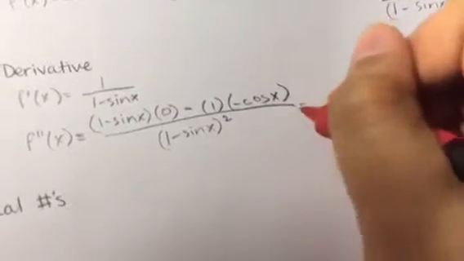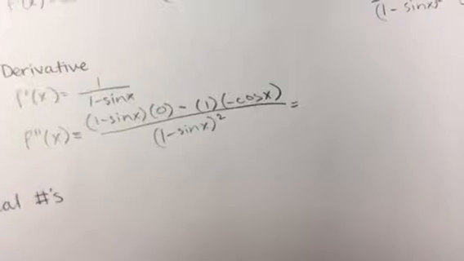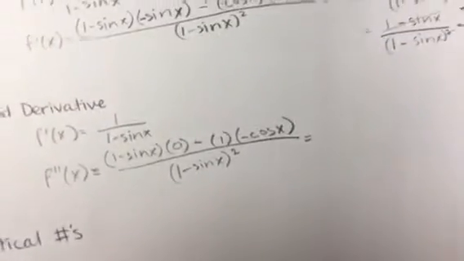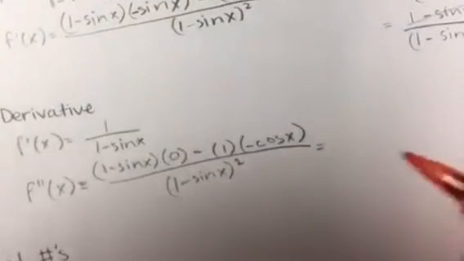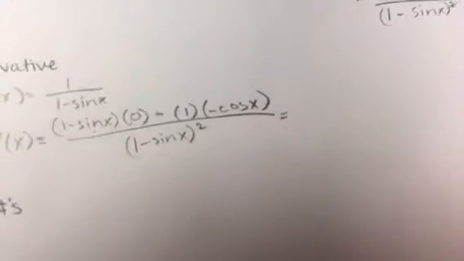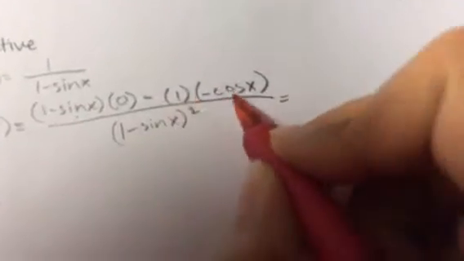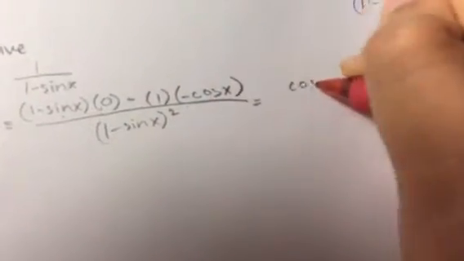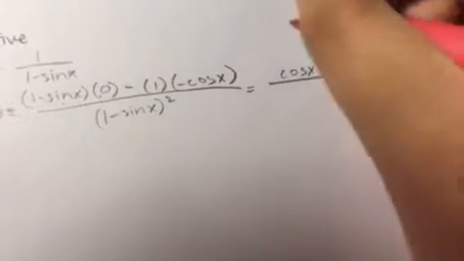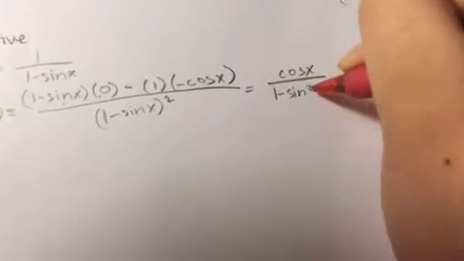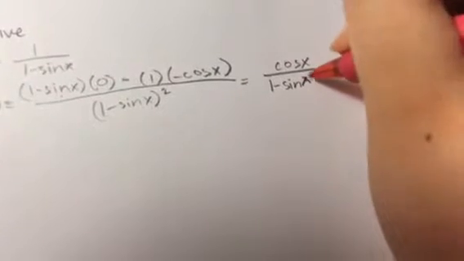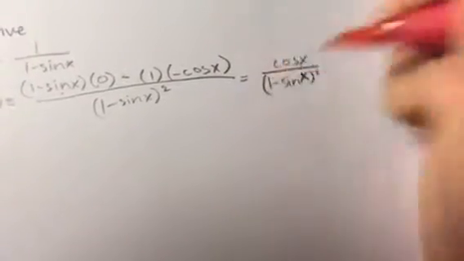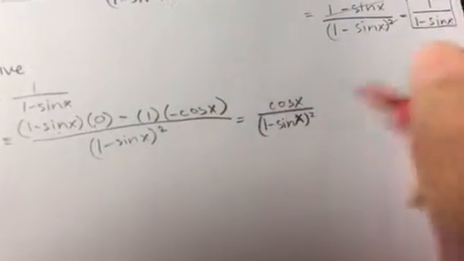Then from here, we'll divide this all out. This is just 0, so then we'll just have negative 1 times negative cosine, which is just cos x, all over 1 minus sine x squared. And then this is our second derivative.